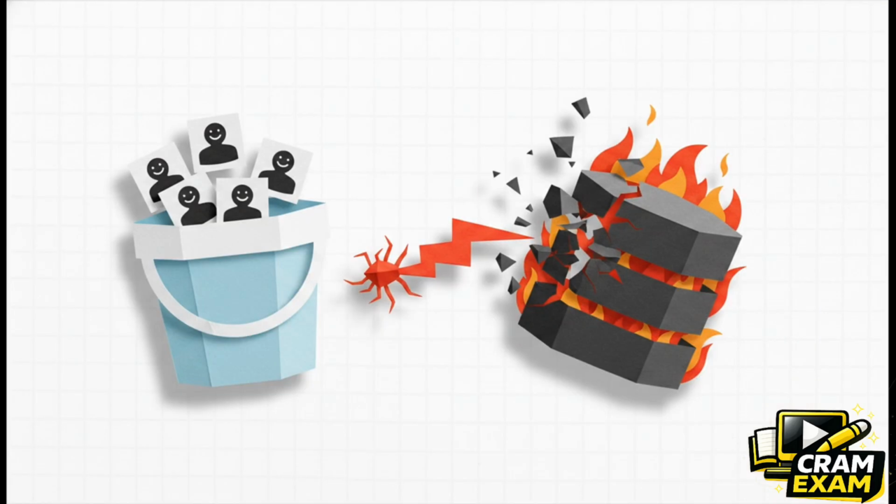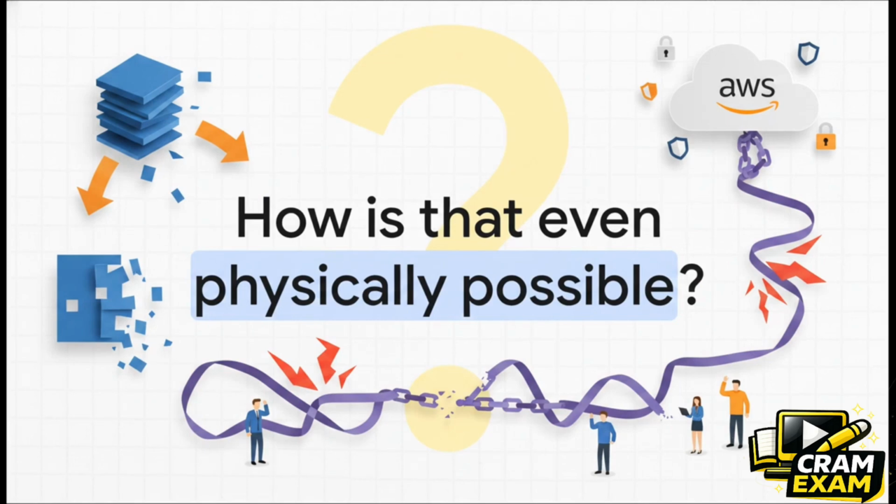Picture this scenario. You deploy a Lambda function that is simply supposed to read profile pictures from an Amazon S3 bucket. At first, the code works perfectly, but a week later, a completely unexpected bug in that exact same function accidentally executes a delete command and permanently wipes your entire production DynamoDB table. We're talking total failure, massive downtime, and a whole lot of lost money. So you have to ask yourself, how is that even physically possible?